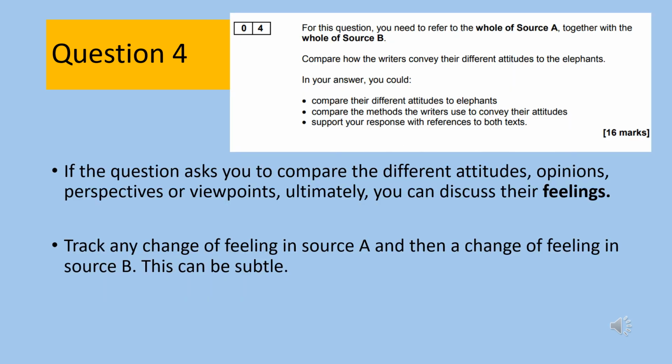If the question asks you to compare the different attitudes, opinions, perspectives or viewpoints, ultimately you can discuss their feelings. Don't be put off by a different word put into that spot. Really, we're considering the writer's feelings about the thing that they have written about. It's really important as well that you track any change of feeling in source A and then any change of feeling in source B, and this can be subtle.